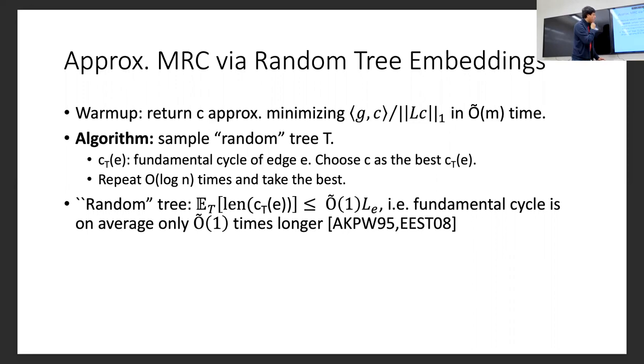Sure. Okay. So the notion of random we need is that the expected length of the fundamental cycle of edge e is a polylog factor longer than the length of edge e. On average, the fundamental cycle is only a polylog factor larger. You can show that you can sample from such a distribution in O tilde M time. And that's the notion of random tree.